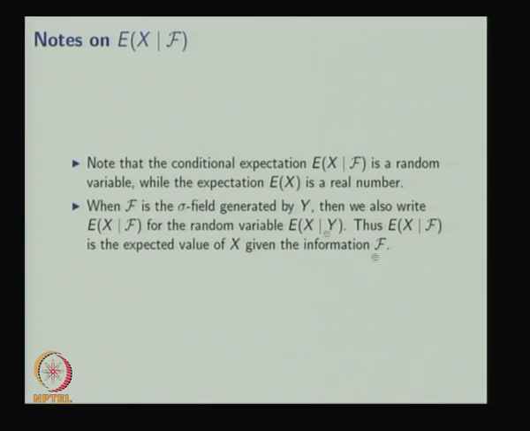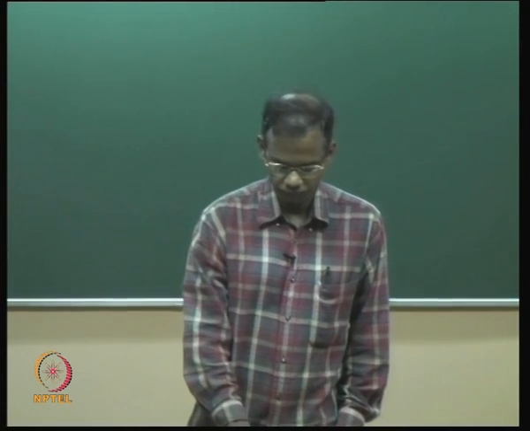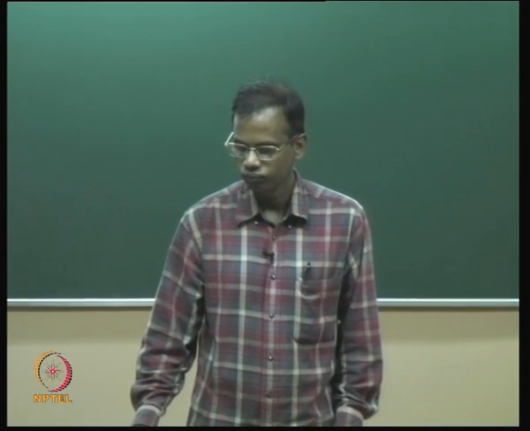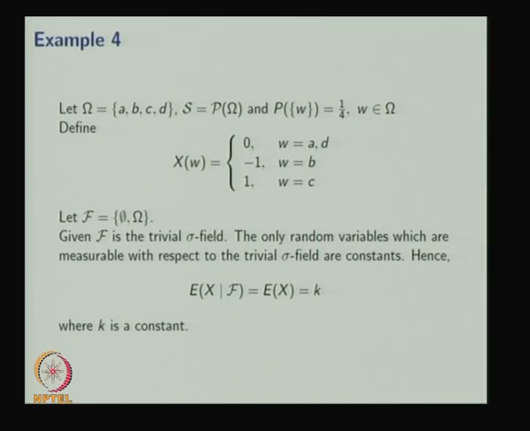That means you can replace the random variable Y by F whenever F is the sigma field generated by the random variable Y. That is the same as the expected value of X given the information F. Whenever we say the sigma field, that is nothing but the information. We discuss the conditional expectation of the random variable given a sigma field through two examples.